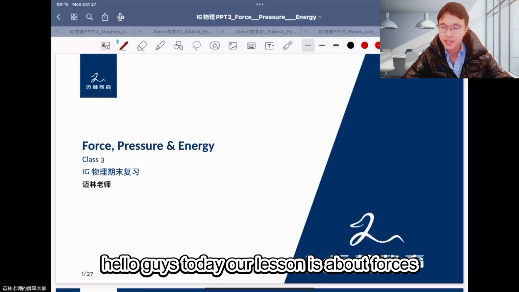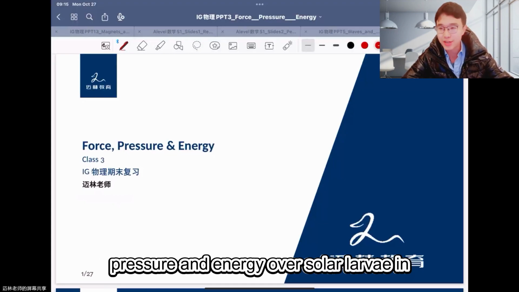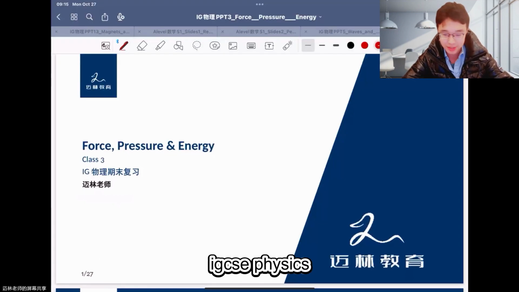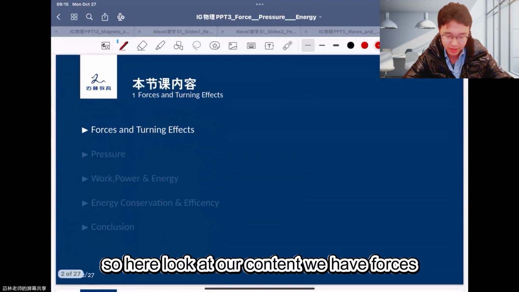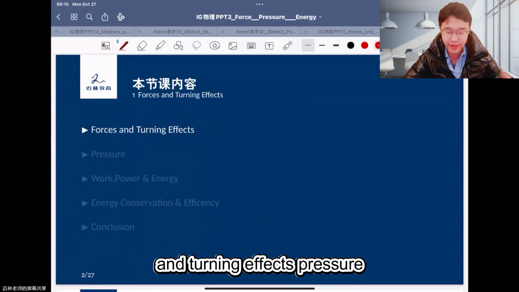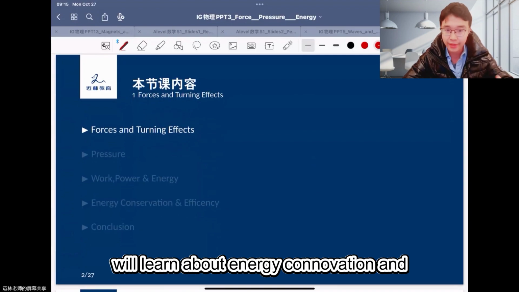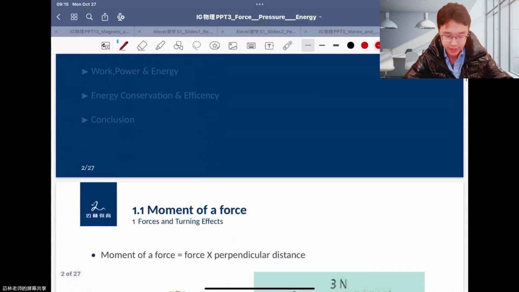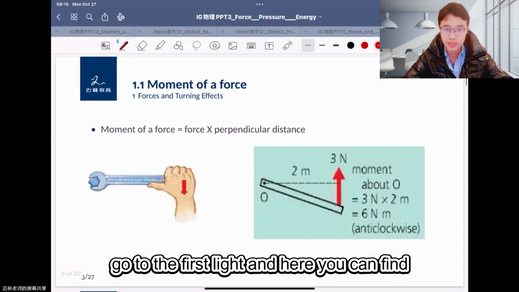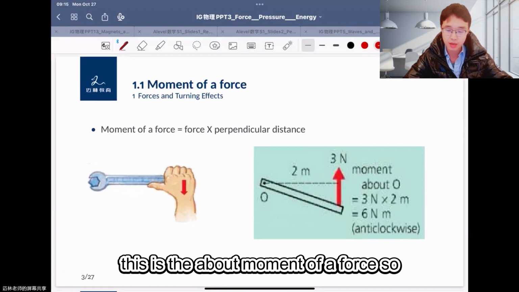Okay, hello guys. Today our lesson is about forces, pressure, and energy, our third lesson in IGCSE physics. Okay, so here look at our content. We have forces and turning effects, pressure, work, power, and energy, and then last we will learn about energy conservation and efficiency.